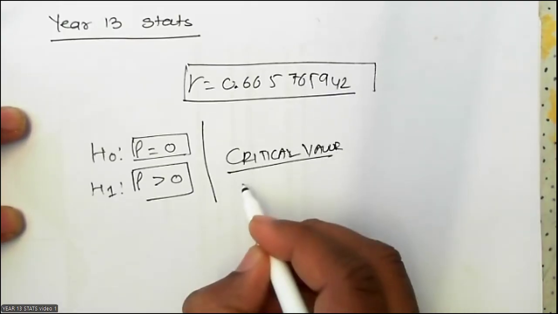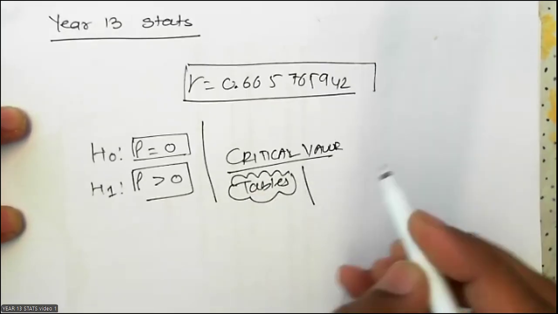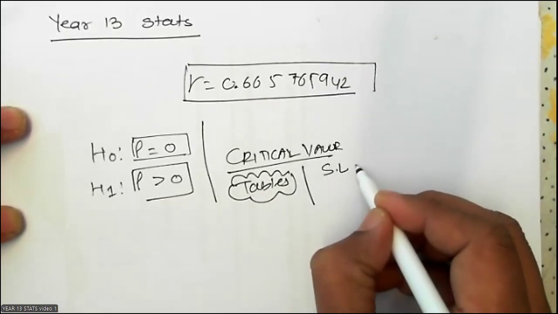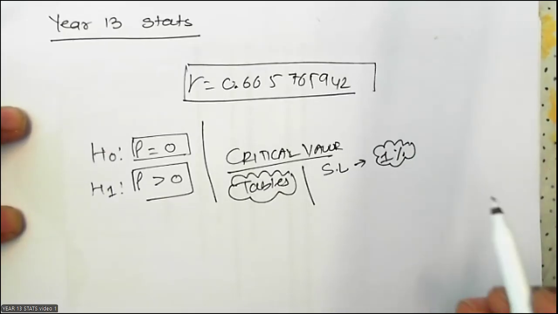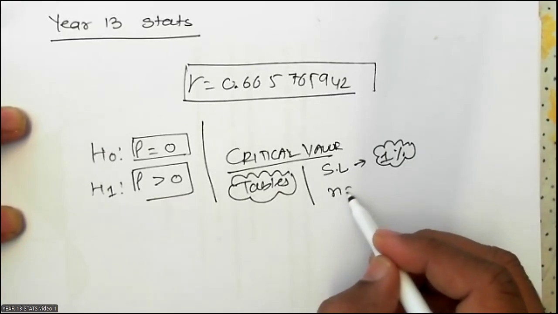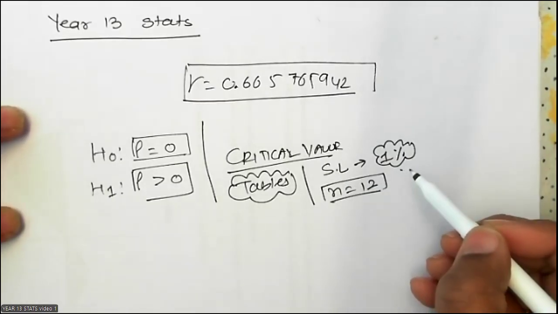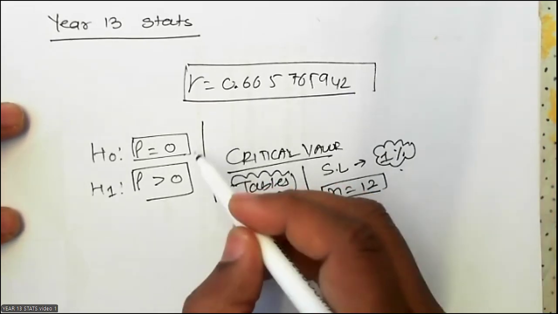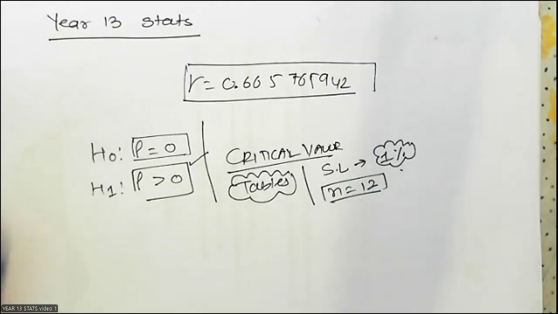And that comes from the tables. And what do we need to look into tables for? It is a significance level, which it says 1% in the question. And then we need n, which is the sample size, 12. And 1% will not be split into two parts because this is a one-tailed test. If it's a two-tailed test, I would split that 1% into two parts.